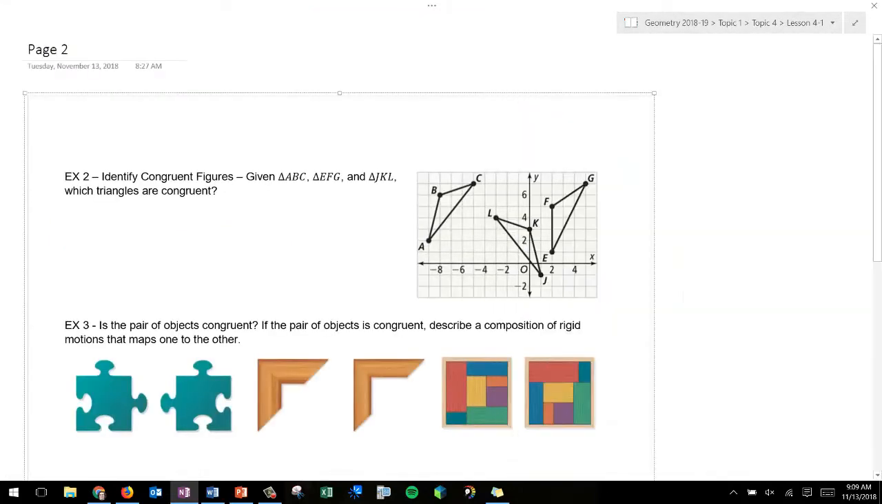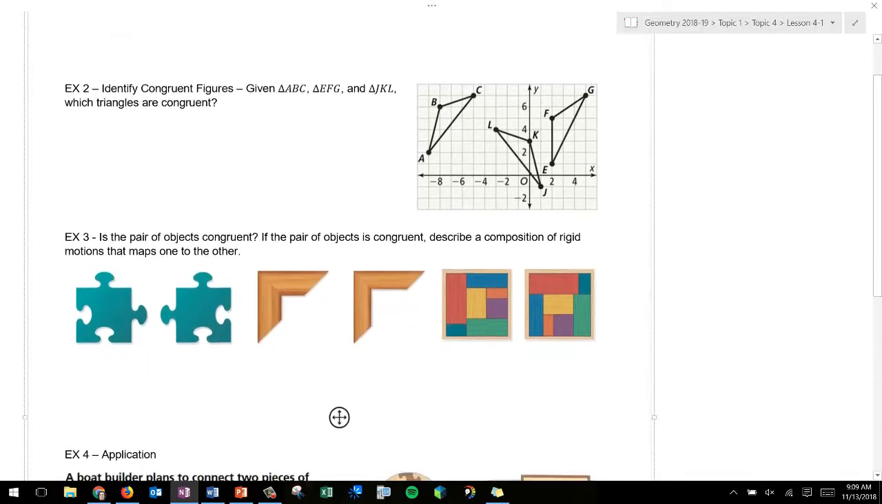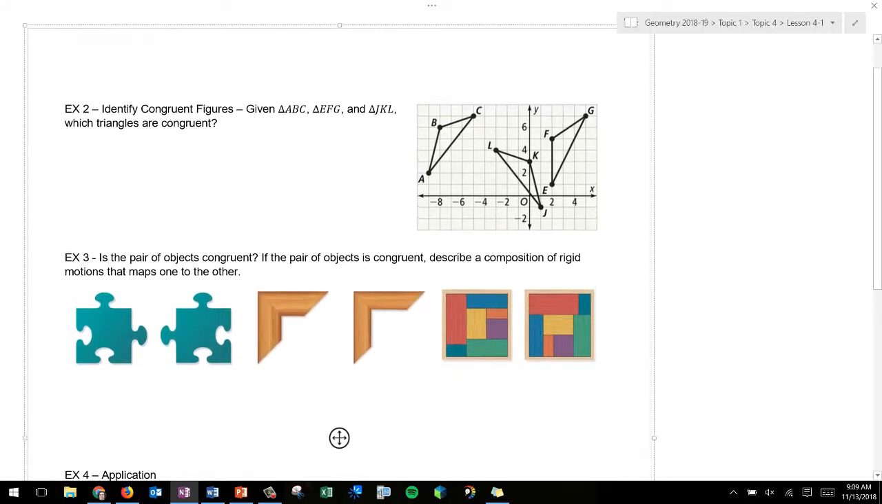All right, now, just want to show you 2 other examples, and then we're going to be done for today. So in this first one, they want us to identify congruent figures. So they've given us 3 triangles, and they want to know which of those triangles are congruent. Well, if we know congruence, we know that size and shape have been preserved. So what I'm going to do is look at 3 sets of corresponding sides and see if I can match up the congruent ones. So if we look closely, I'm going to pick segment BC.